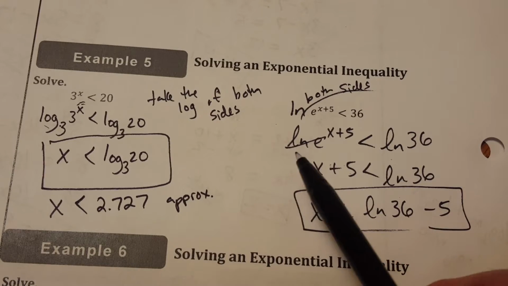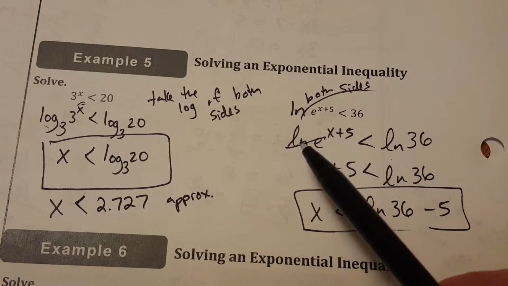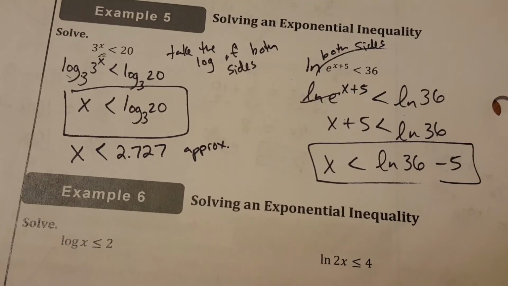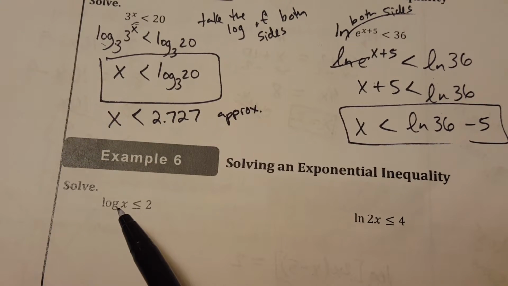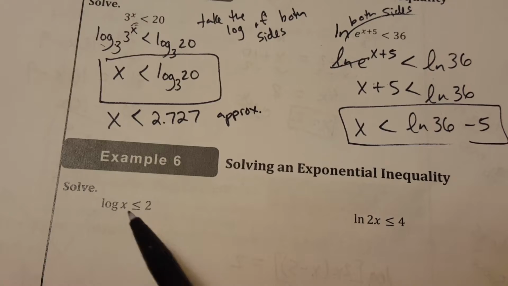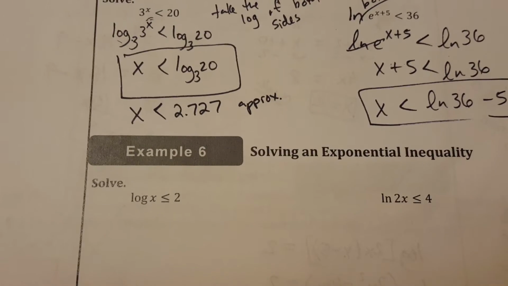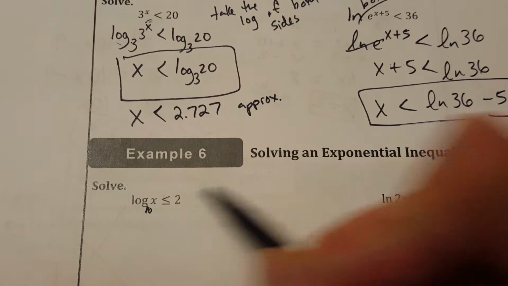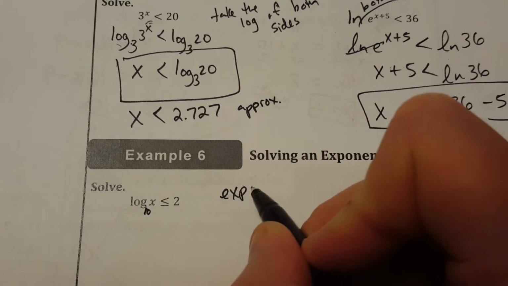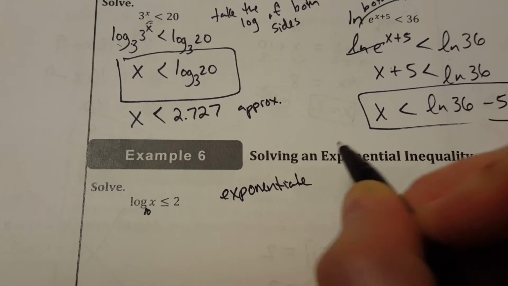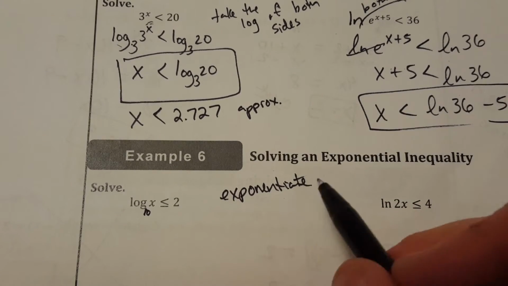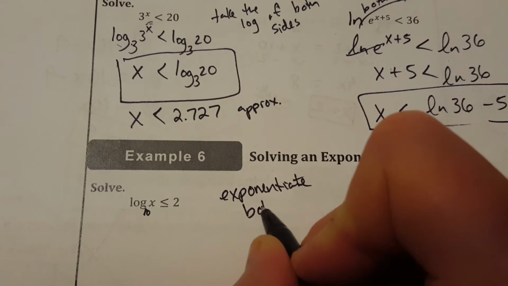Nice, so now we can use logging of both sides to get rid of a base that we don't want. The same is true if we have a log and we want to get rid of a log with a base we don't want, we can exponentiate both sides. And what that means is, this is a base 10 here. So we're going to, I don't know if I can spell this one, exponentiate, that's a real thing, exponentiate both sides.